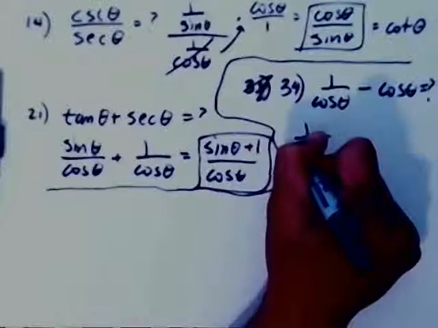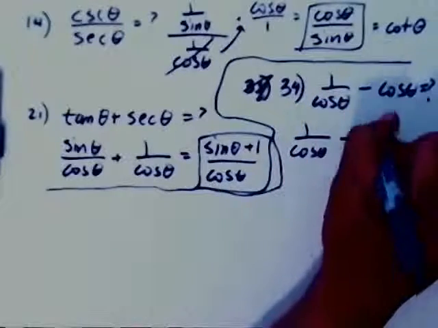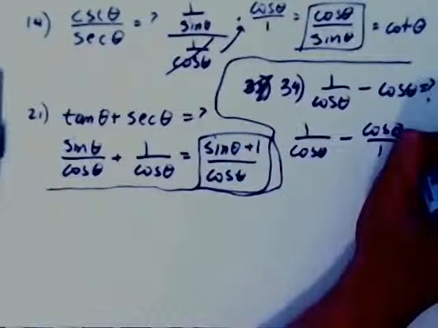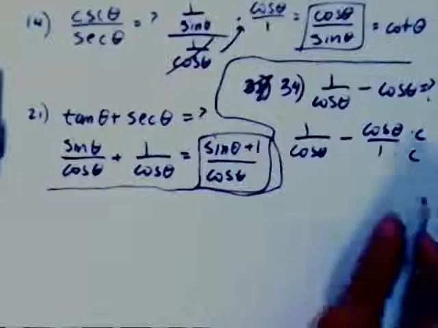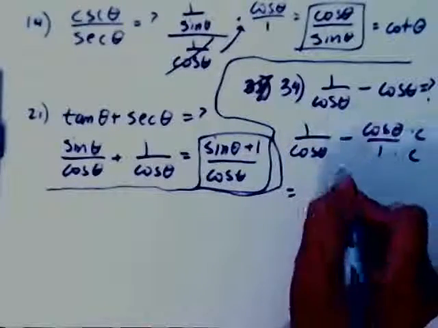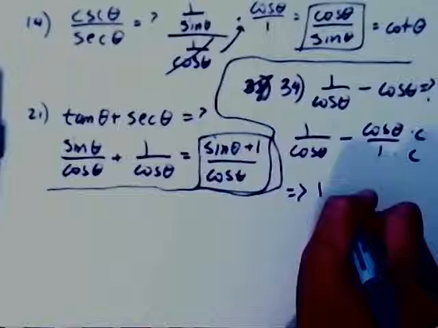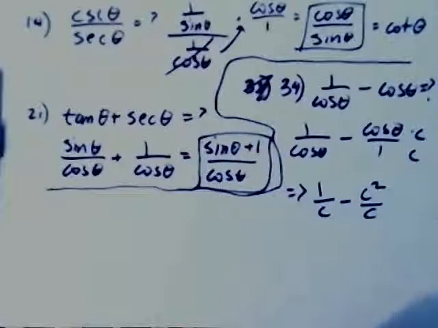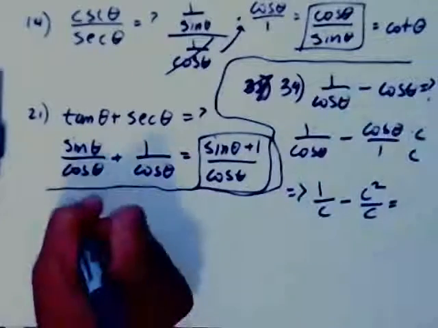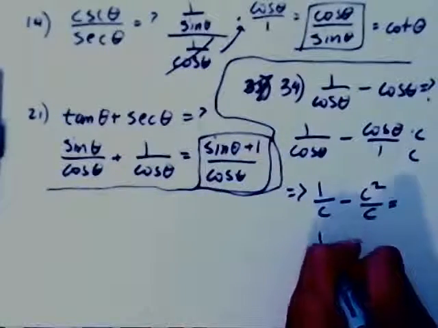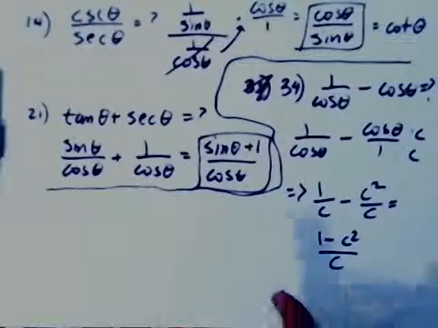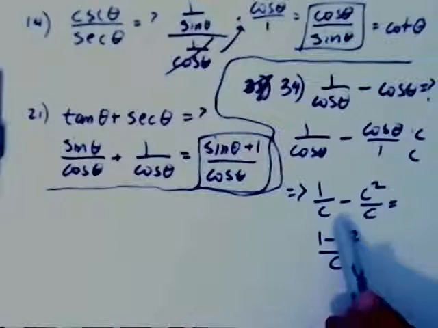So that becomes 1 over cosine of theta minus cosine of theta over 1. We have the common denominator, so I'm going to multiply by the cosine, top and bottom. That becomes 1 over cosine minus cosine squared over cosine. Let's write it here. That becomes 1 minus cosine squared over cosine. That's interesting. We've seen this before, something like that.